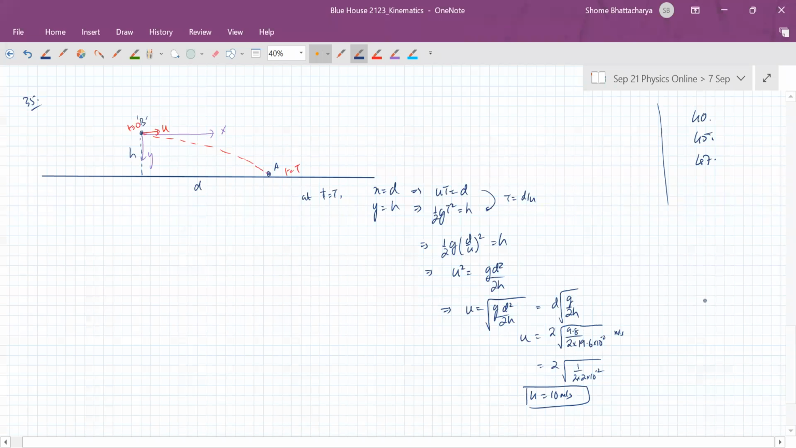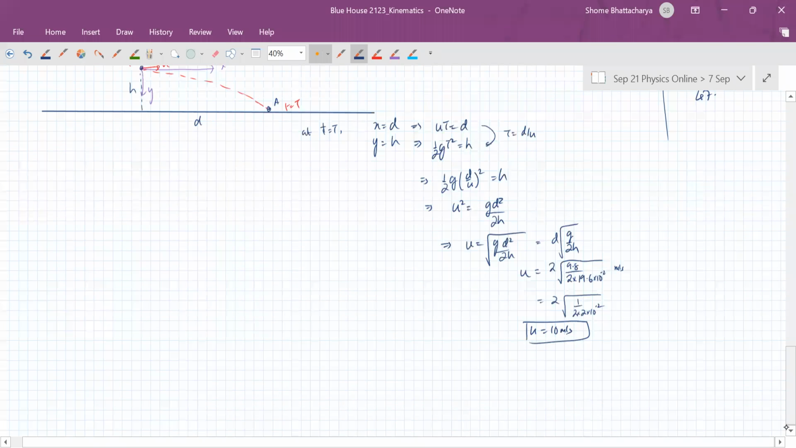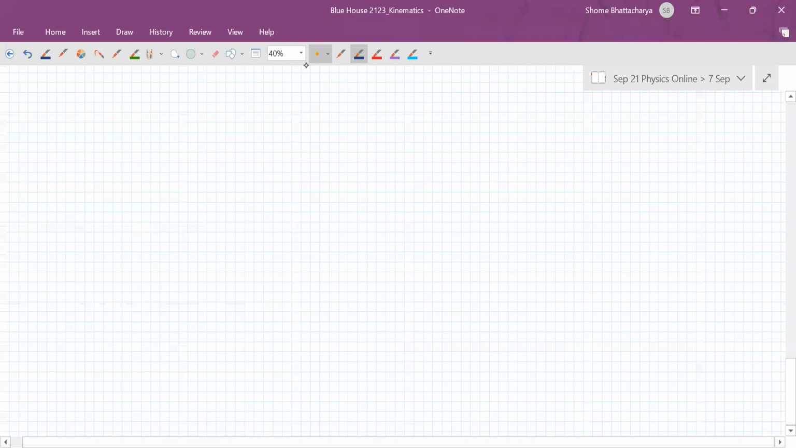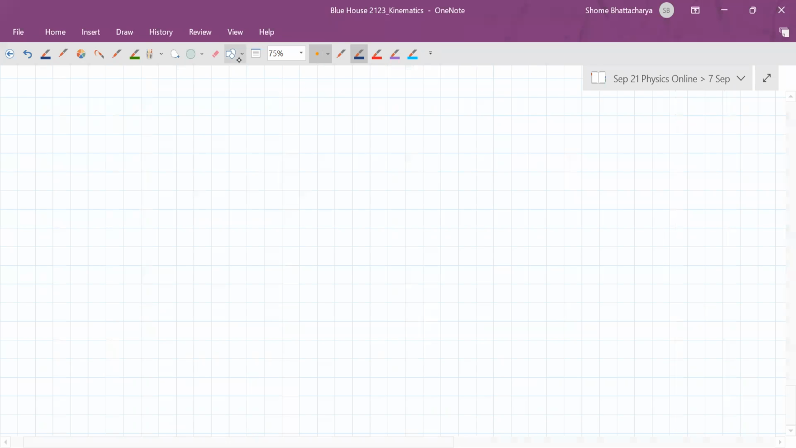Yes, sir, so from the 40th sum we can say that the pilot will see the bomb below his plane only, when he drops it. Yes, exactly. You will always see the bomb falling vertically.